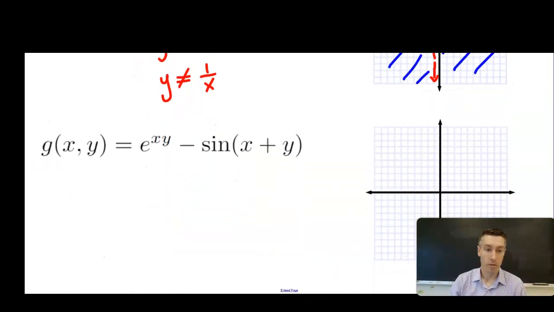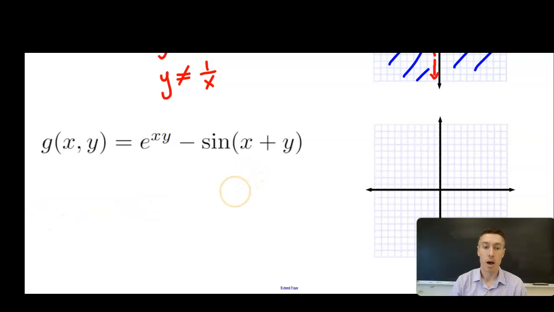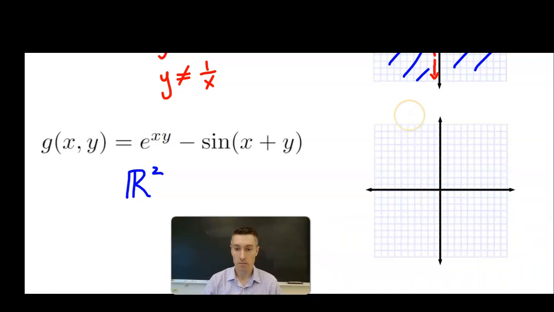Our last example for domain, g of xy equals e to the xy minus sine of x plus y. So the exponential function doesn't create any domain restriction, nor does the sine function. So then let's look inside of each, because they are compositions. So x times y also doesn't have any domain restriction. There's no square root, there's no natural log, there's no denominator to deal with. And the same thing with the sum of x plus y. So because the composition of both of these don't have any domain restrictions, then the domain here is all of 2 space, or R2. And sketching it is really just shading the whole axes.